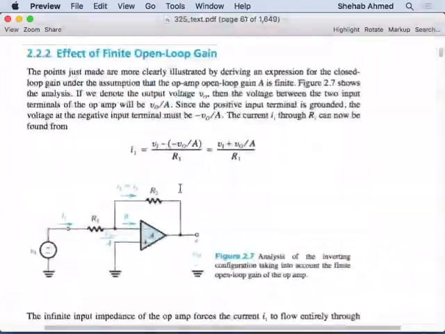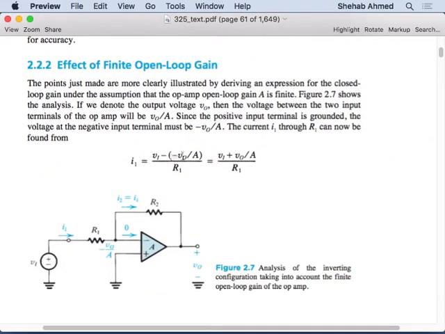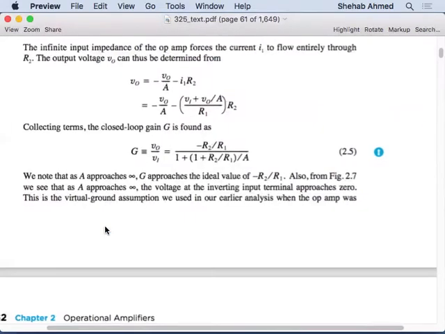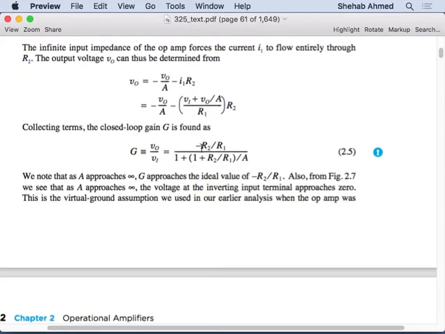Effect of finite open loop gain. This section, this is what I'm talking about. So here, in this case, we assume that this is not 0, it's minus V naught over A, right? And then we came up with a gain equation. This gain equation on the numerator is minus R2 over R1, and something else came up in the denominator. If I make A infinite here, what happens? This term goes to 0, and I'm left with 1. So the gain will be minus R2 over R1, same as before, which means you're correct.